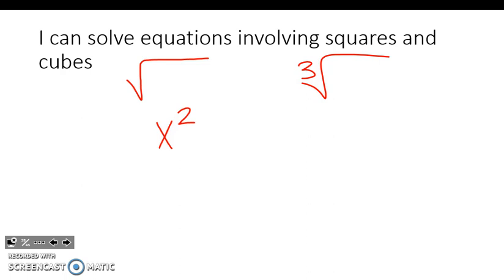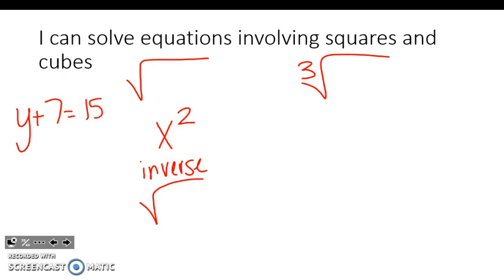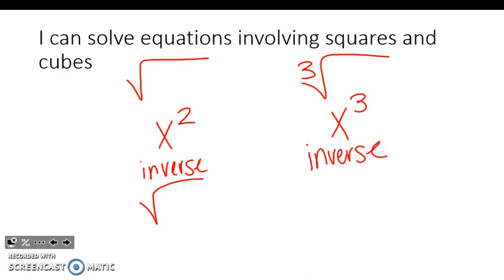And the inverse of squaring something is square rooting something. Previously, when we had y plus 7 equals 15, we would use the inverse of adding, which is subtracting, to solve for the variable. That's what we have to do this time. We need to know what the variable is. Since x is being squared, we need to use the inverse of square rooting to reverse it. Same thing with the cube root. If a variable is being cubed, that means it's being raised to the third power. The inverse of that, to get the x by itself, is to cube root both sides.